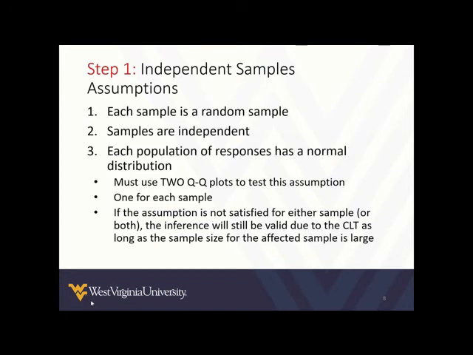So, regardless of the situation, we'll begin step one the same. Independent sample assumptions. We have three assumptions of interest. First, that each sample is a random sample. Two, the samples are independent. And three, each population of responses has a normal distribution. To check this, we must use two QQ plots, one for each sample. If the assumption is not satisfied for either sample or both, the inference will still be valid if the central limit theorem can be applied, meaning we have a sufficiently large sample size.